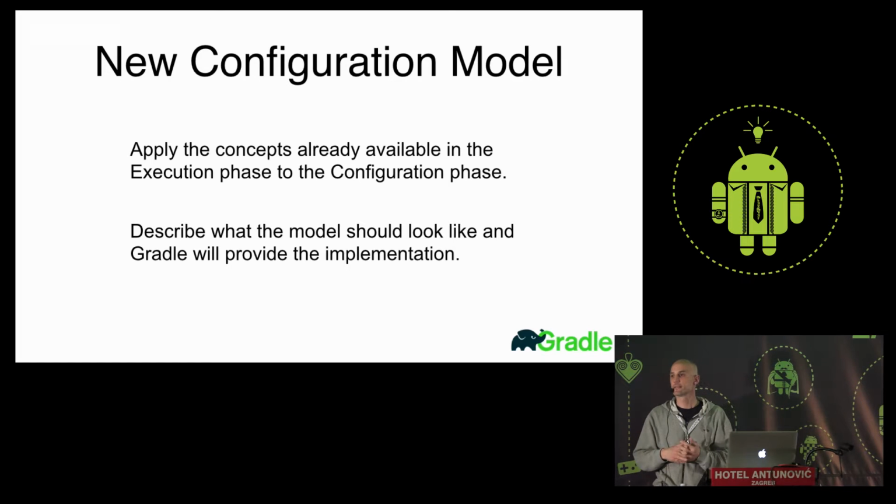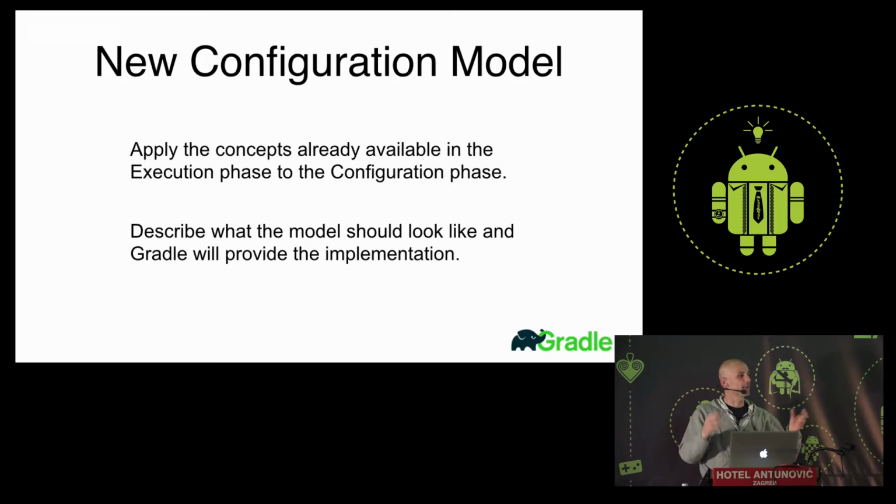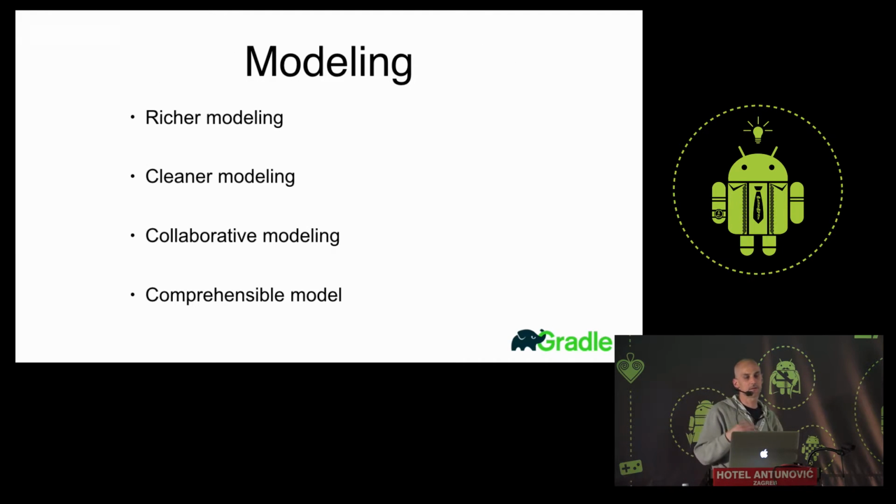And really the idea is to do the same as in the execution phase. So you have some inputs, you have some outputs, and if they haven't changed, you don't need to build anything. Right. And that's done in a declarative way, and we'll see that in a second here. And it will allow us to do richer modeling, cleaner modeling. You can also be more collaborative.